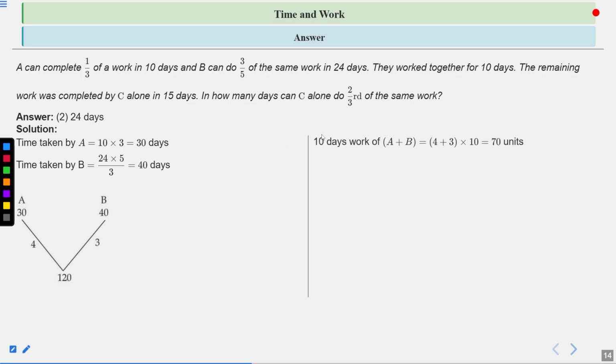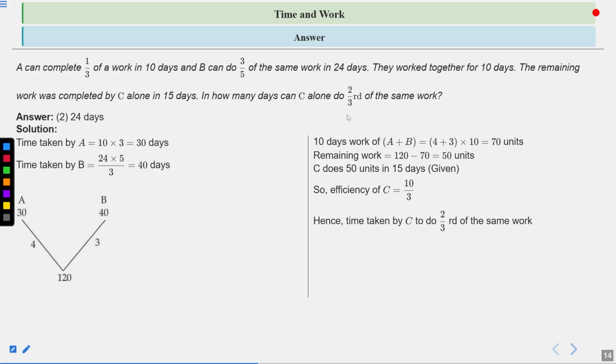So now we can calculate the 10 days of work of A and B, which becomes the combined efficiency of A and B, which is 4 plus 3, 7, into 10. So we get 70 units. So the remaining work will become 120 minus 70, which is 50 units. And this work is done by C in 15 days. It is given in the question. So we can calculate the efficiency of C. The efficiency of C we get is 10 by 3 units.